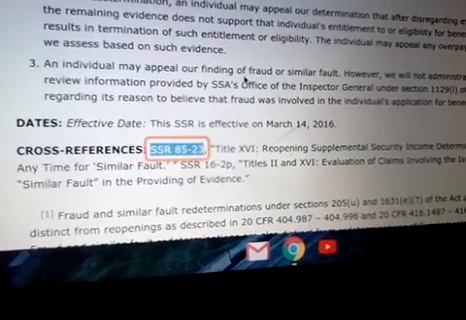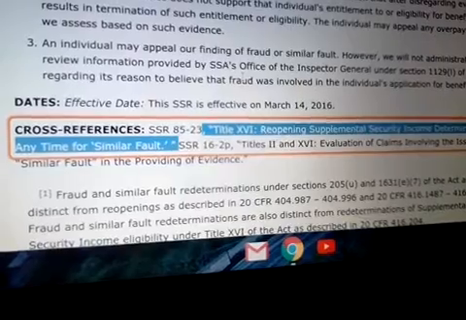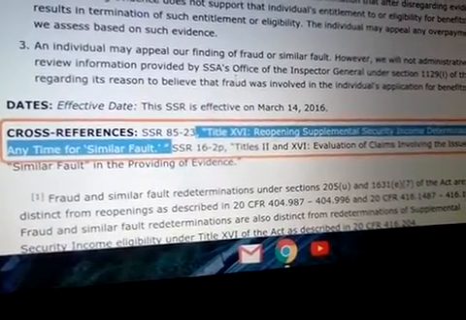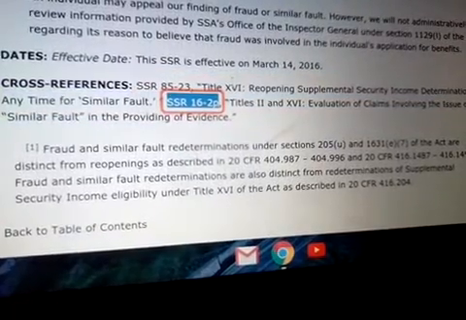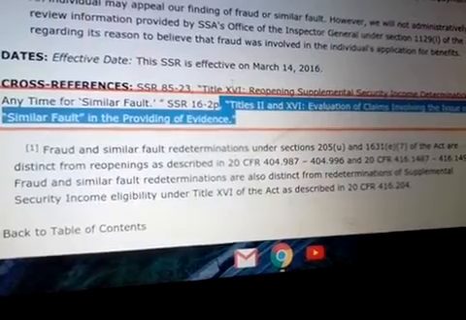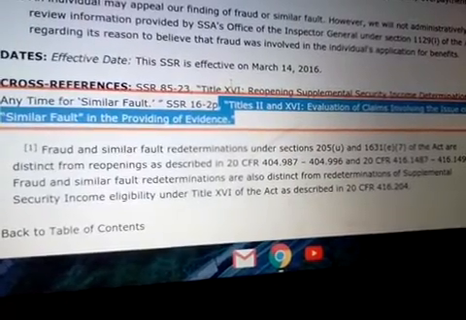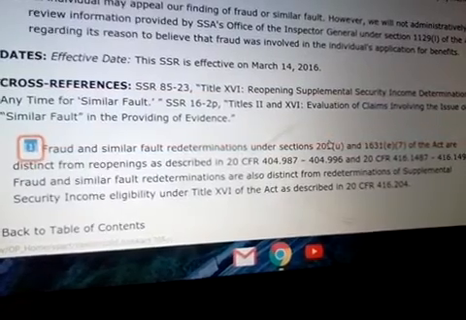Cross-references. SSR 85-23, Title 16, Reopening Supplemental Security Income Determinations at any time for similar fault. SSR 16-2P, Titles 2 and 16, Evaluation of Claims Involving the Issue of Similar Fault in the Providing of Evidence.